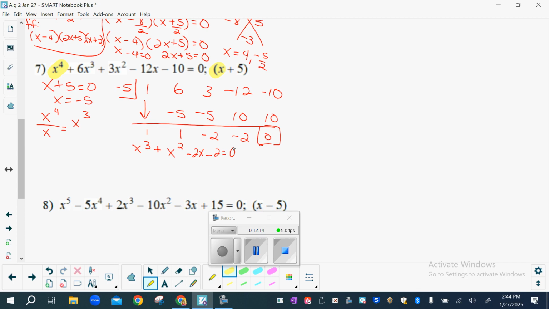On the warm-up, that's the way you do it too. See, you go highest. Yeah, your exponent goes high to low. Thank you. So how do we factor this?